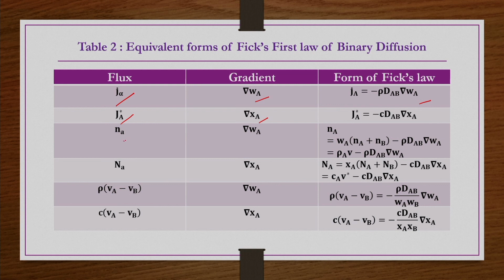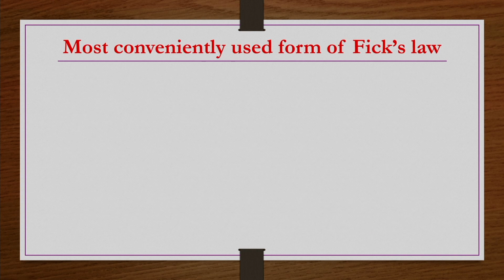Similarly, for component A, the combined flux we can write here in mass units, molar units, as well as in terms of the diffusion velocities. We can write these expressions as given here. Okay. Now, we are going to write the most conveniently used form of Fick's law in solving the majority of the mass transfer problems in this course.